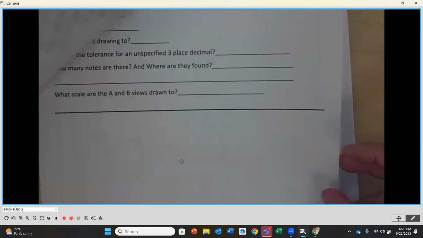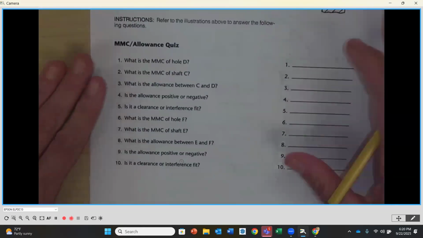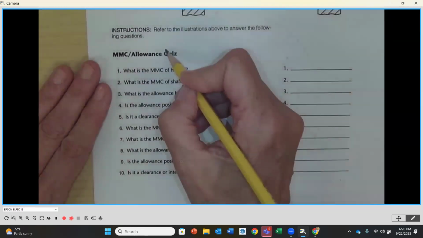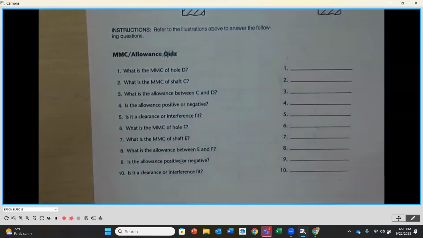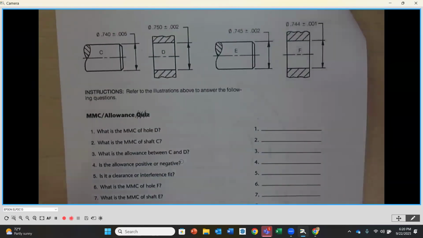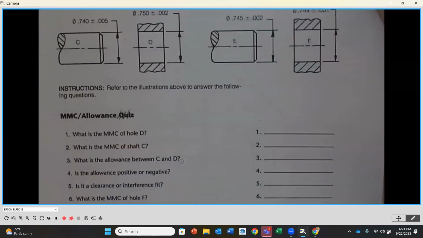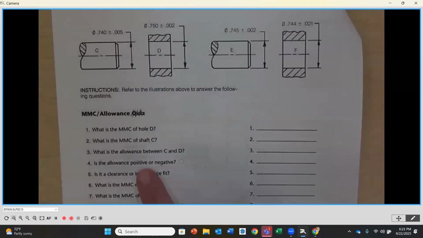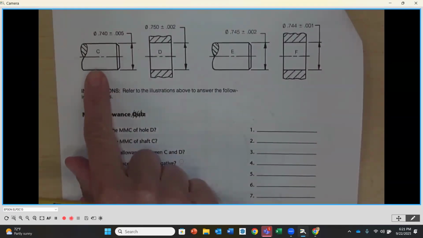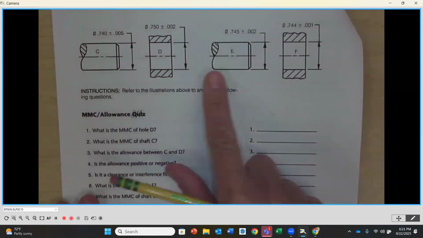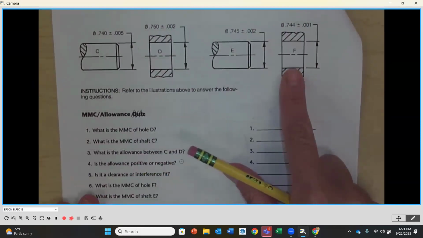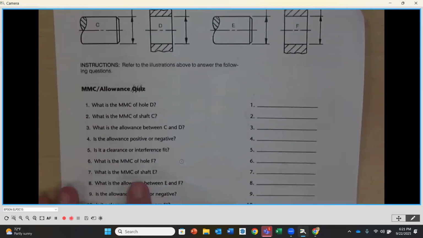Cool. All right. Then what you get to do, like I said, this is really not a quiz. You can cross that out. This is our assignment, but it's called that in this resource that I got this from, which I thought was really good. You have 10 questions here, and they are referring to the illustrations above: shaft or pin C, hole D, shaft or pin E, and hole F. As you look down, you are going to answer the questions.